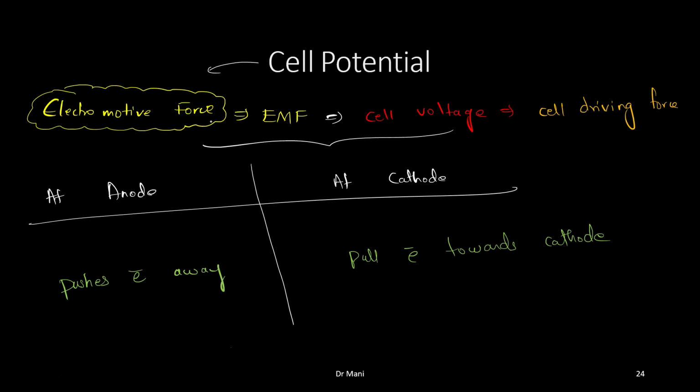So here, this guy should give out the electrons, and this guy should be eager to take the electrons. Then the electromotive force will be more. The cell driving force will be more. If the anode doesn't really want to donate the electrons, and the cathode doesn't want to take the electrons, then the electromotive force decreases. That's how the potential decreases.